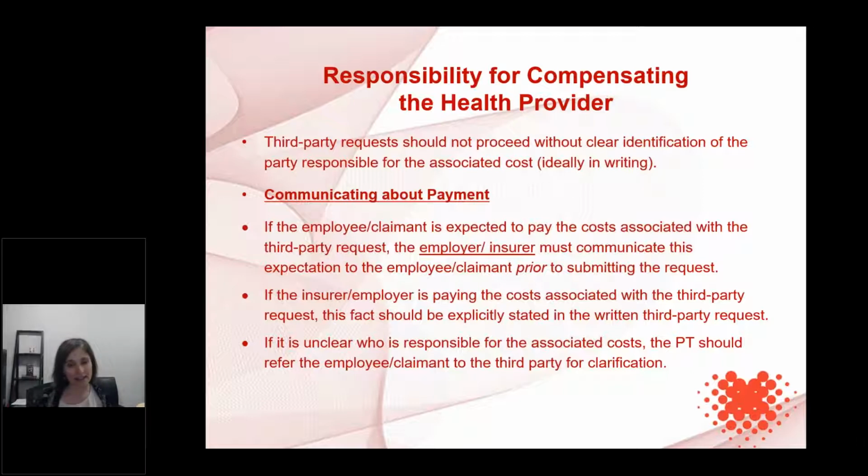And there are a few guidelines here when communicating about payments. If the employee or the claimant is expected to pay, the employer must communicate this expectation to the employee or claimant prior to submitting the request. If the insurer is paying the cost, that should be stated in the request. And if it's the employer, that should be clearly stated as well. And if it's unclear, the PT should refer the employer or claimant to the third party to have that piece clarified prior to proceeding with the request.